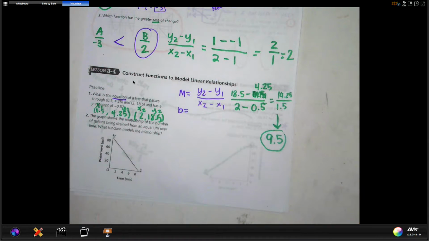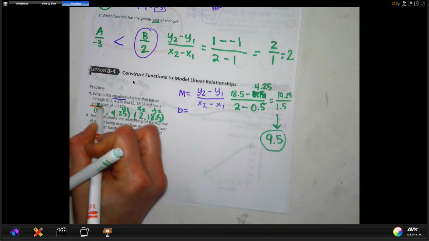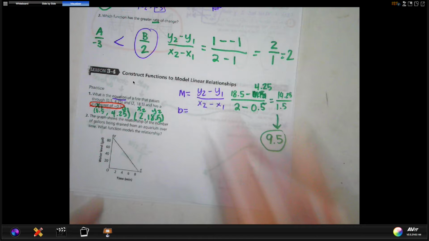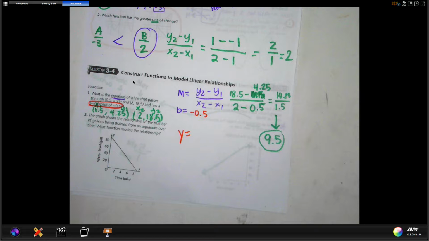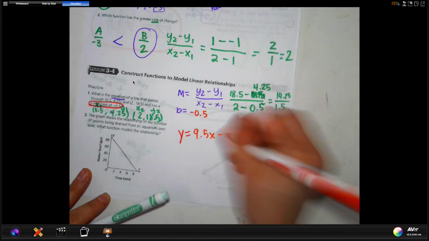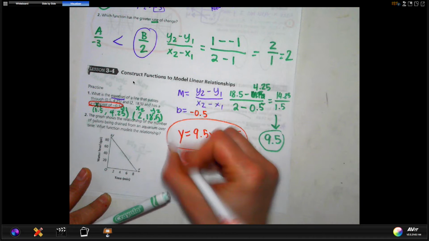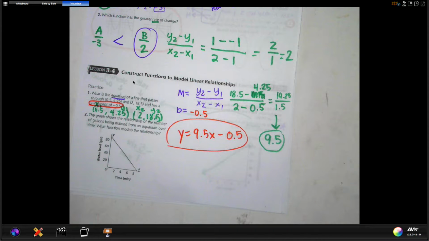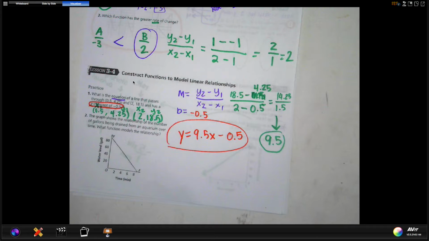So this is my M. Now, in this case, does it tell you the B value? What is it? Yeah, it tells you it right in the question. It says this is the y-intercept. See it? So it's got to be negative 0.5. Okay, who can write the equation now? I'll start it for you. Y equals. Go, Jo Marie. 9.5x minus 0.5. Perfect. Could you have put y equals 9.5x plus negative 0.5 as well? Does that also work? It does, okay? The shortened version is really what most of the time we see.